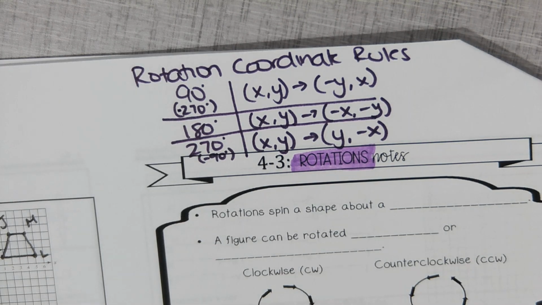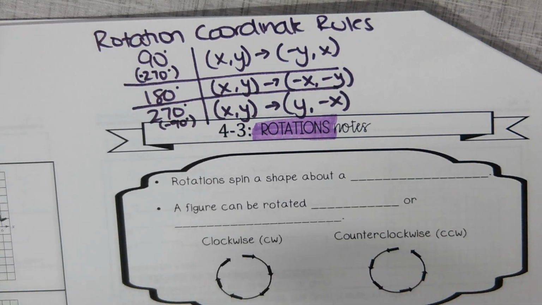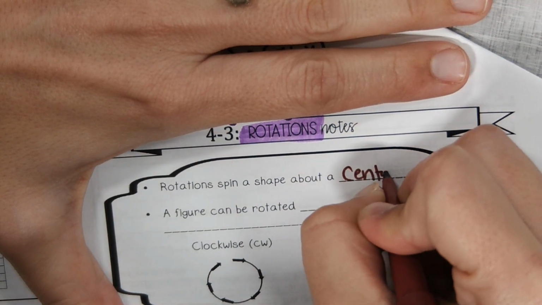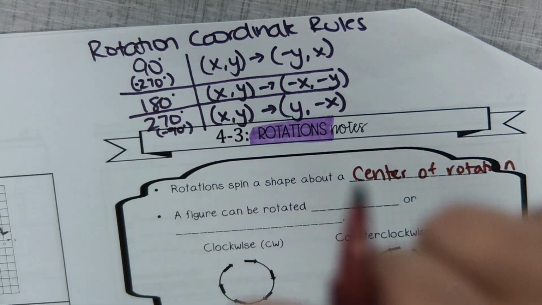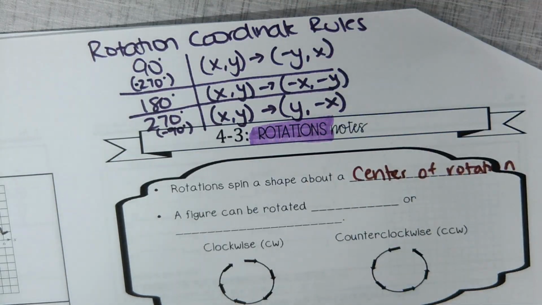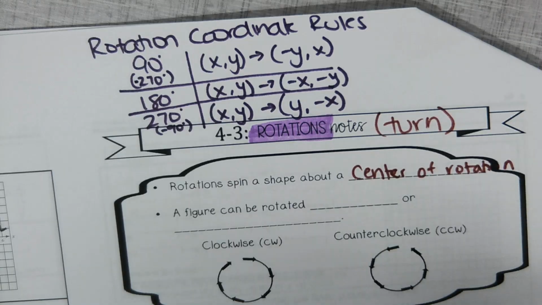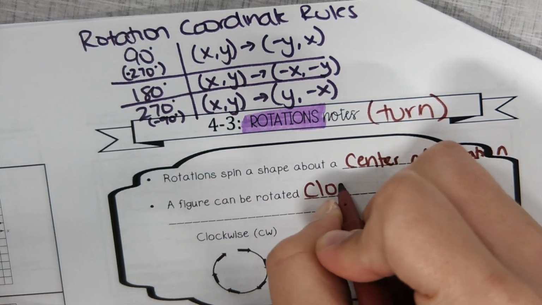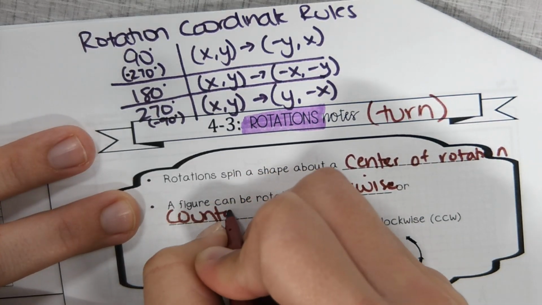Okay, so the whole idea is building concepts, of course, as usual. Rotation: spin a shape about a center of rotation. I'll explain what that means in a second. So rotation is just turning shapes. A figure can be rotated clockwise or counterclockwise.